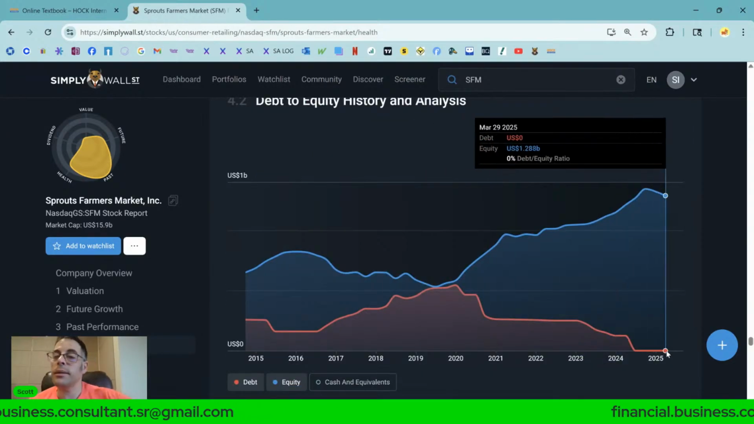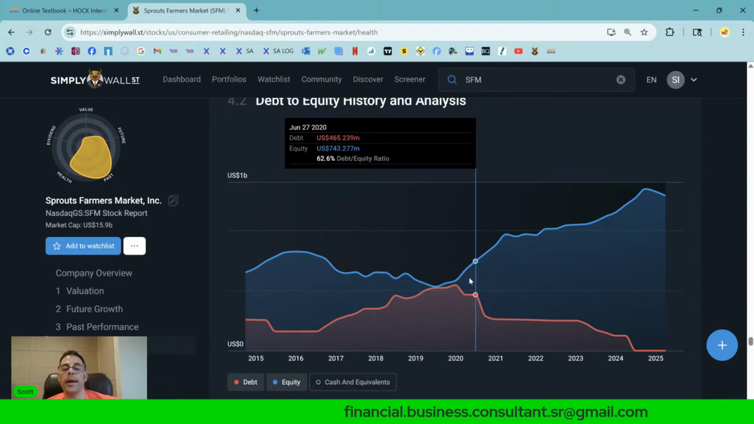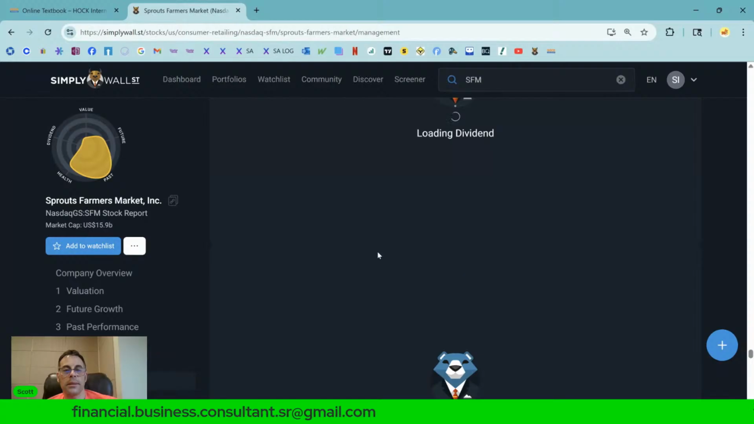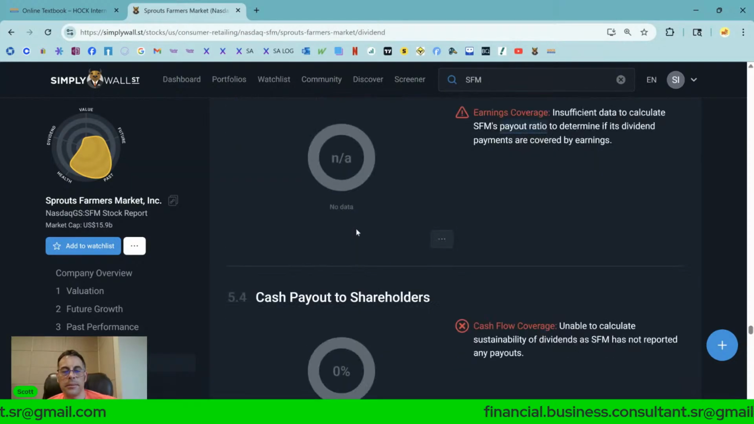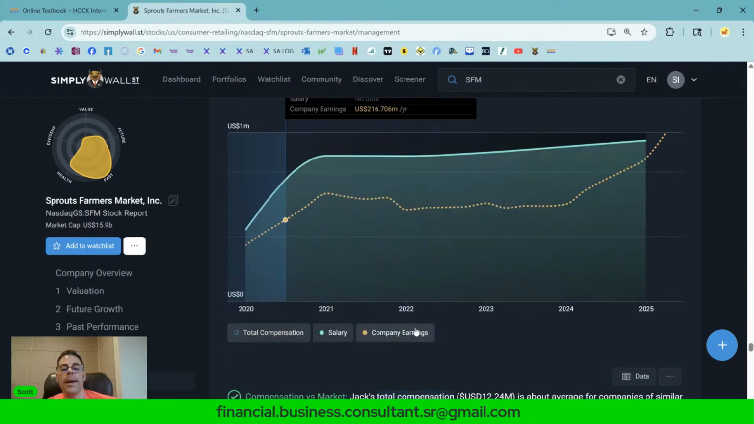They're debt free now. So that's good. They got rid of their debt. They probably paid off debt when they went public. No dividend. They have a male CEO.